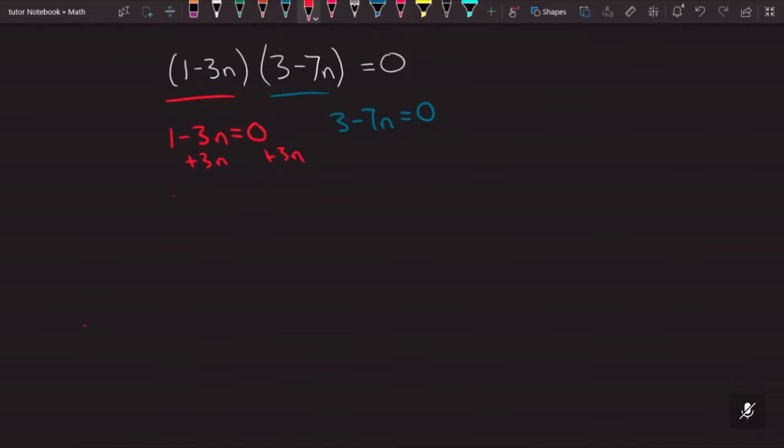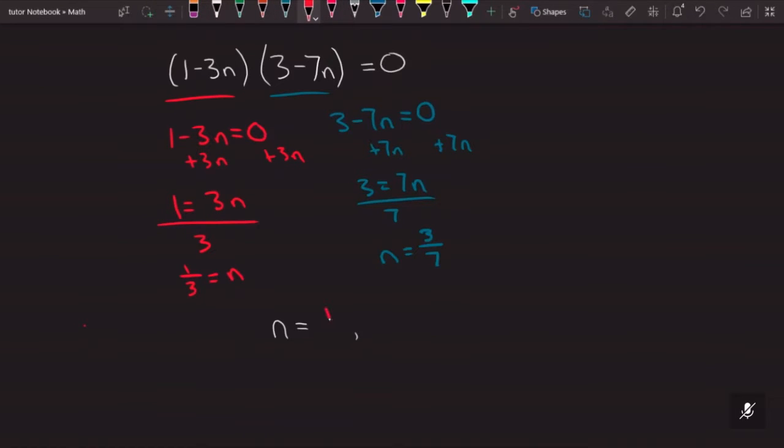And what we want to do is set each factor by itself equal to 0 and solve them for the variable that's contained within the equation. So in this case, we're solving for n, and we're realizing that n is equal to 1/3 in the red case, and n is equal to 3/7 in the blue case. So what we would say is that the two zeros of this function are 1/3 and 3/7.